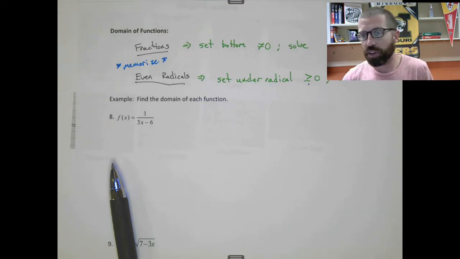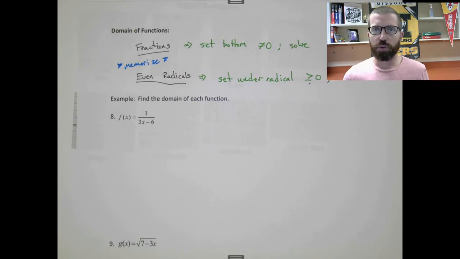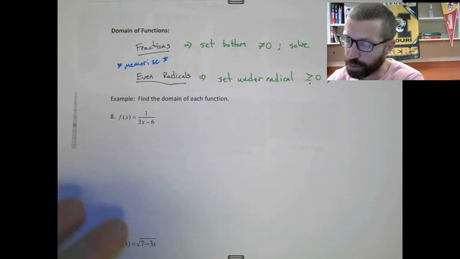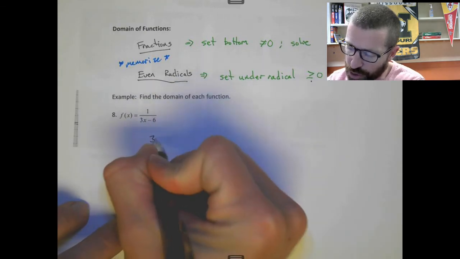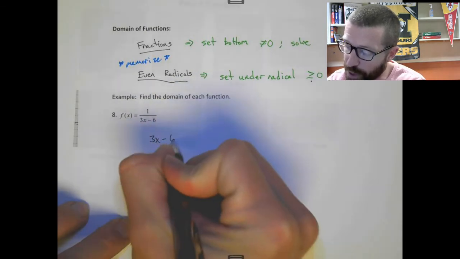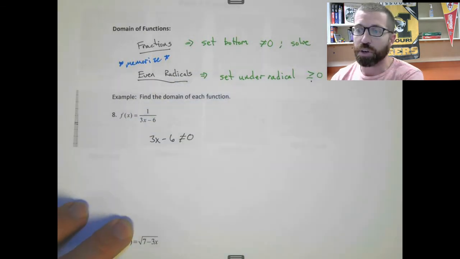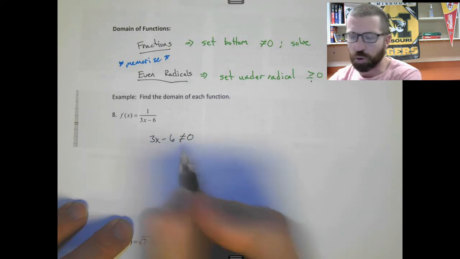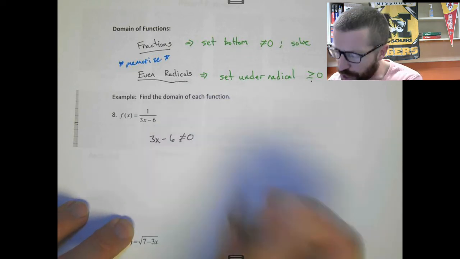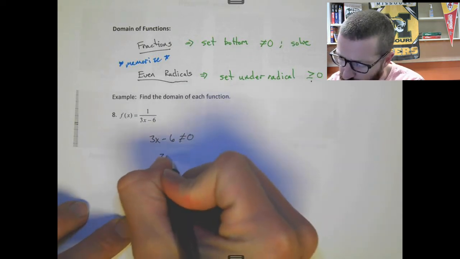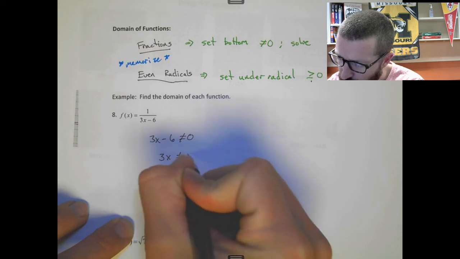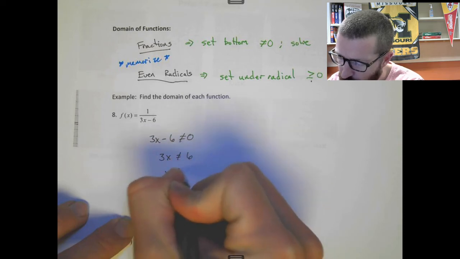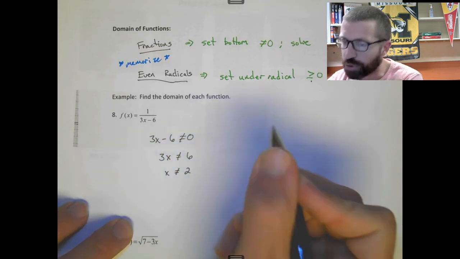So then it's like, well, I see number 8 here. It says find the domain of this function. Well, do I see a fraction or do I see a radical? Yes, I see a fraction. What's my fraction rule? My fraction rule is to take the bottom, or the denominator, and set it not equal to 0. And then just solve it like you normally do with the equal sign, right? So add 6 to both sides and then divide by 3. So that means x can't equal 2.